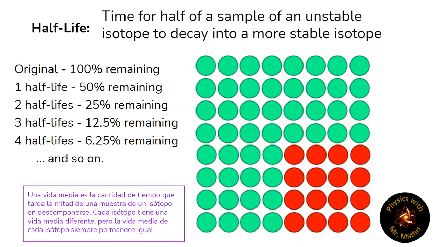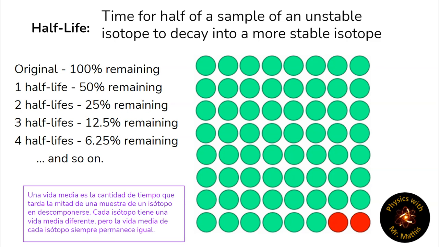In the animation, we see unstable isotopes shown as the red circles. In the first half-life, you'll see that half of those unstable isotopes decay and become green stable isotopes, and then another half, and then another half, and another half, and so on.